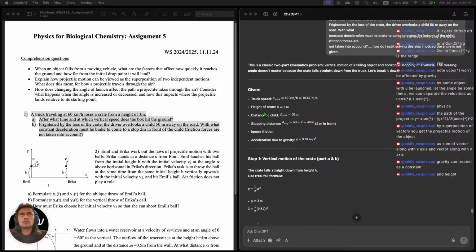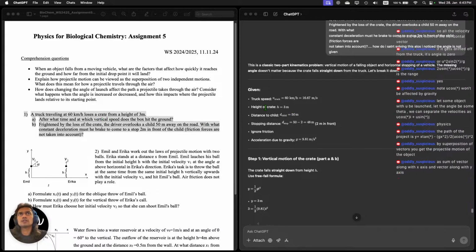Height of the crate. Is it the height of the crate? No, it's the height just from the ground. So all velocity from the truck went to the horizontal vector. Distance to child? There's a child? Frightened by the loss of the crate, the driver overlooks a child 50 meters away on the road. With what constant deceleration must he brake to come to a stop in front of the child? There's a child.